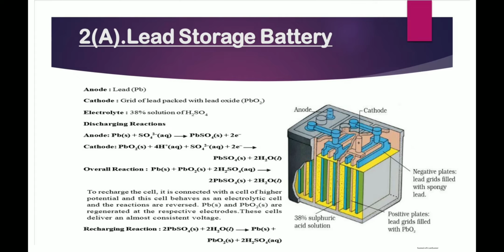The half cell reactions when the battery is being used up are, at the anode, Pb plus SO4 2- ion gives PbSO4 plus 2 electrons, and at the cathode, PbO2 plus sulfate ion plus 4H+ ion plus 2 electrons gives lead sulfate plus 2H2O. The overall reaction is Pb solid plus PbO2 plus 4H+ plus 2 sulfate ions gives 2 PbSO4 plus 2H2O, and the EMF is 2.041 volt.